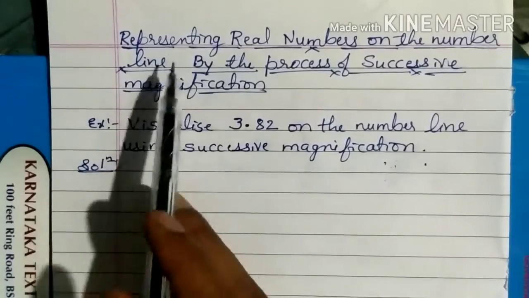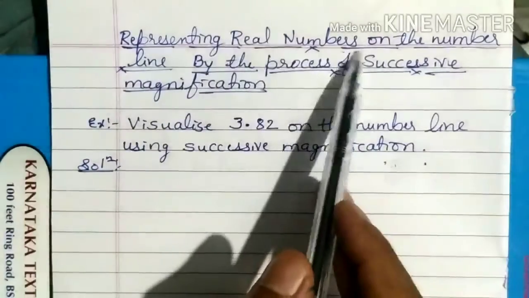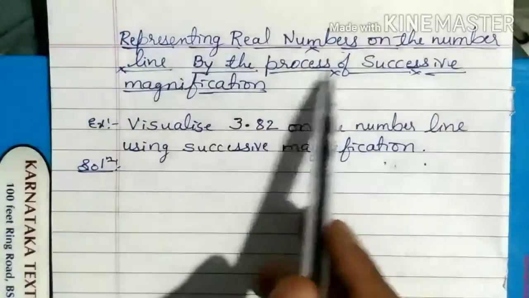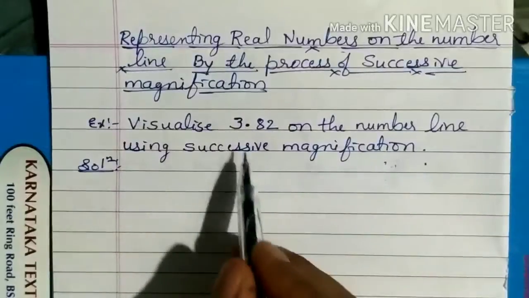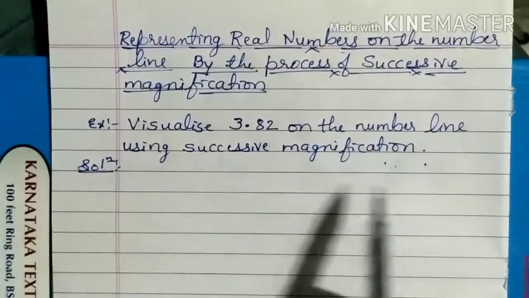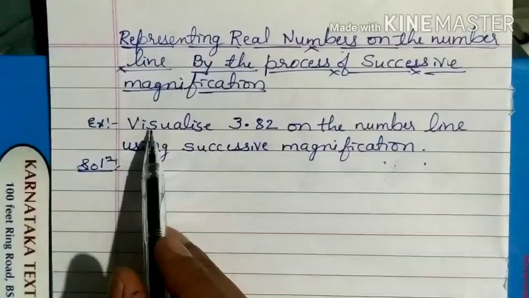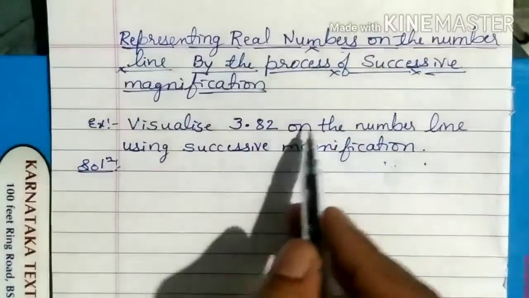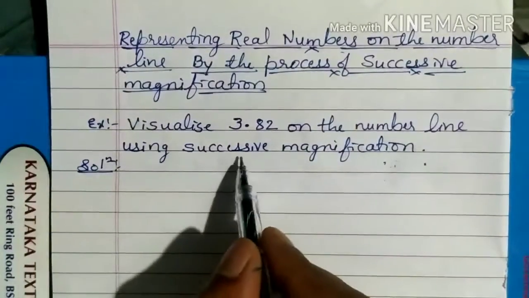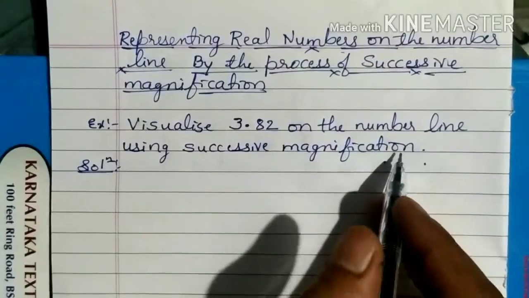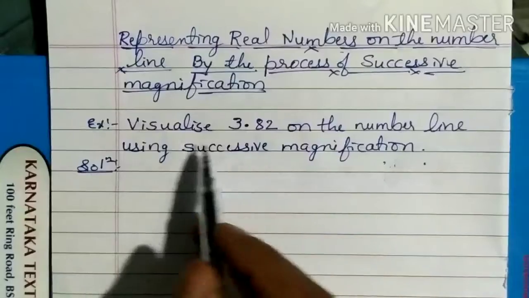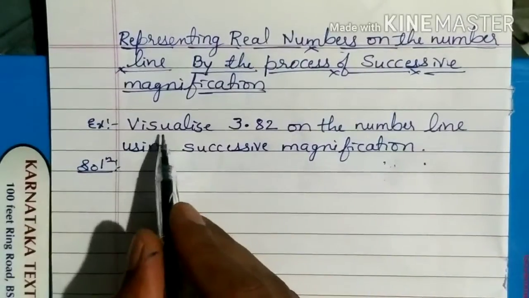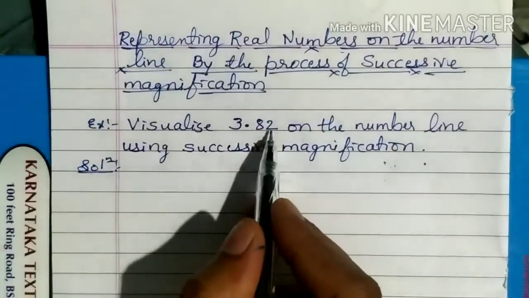Here we shall discuss representing real numbers on the number line by the process of successive magnification, that means locating any given number on the number line. The first question is: visualize 3.82 on the number line using successive magnification. Through this example you will come to know how to solve these kinds of examples. So we have to visualize 3.82.